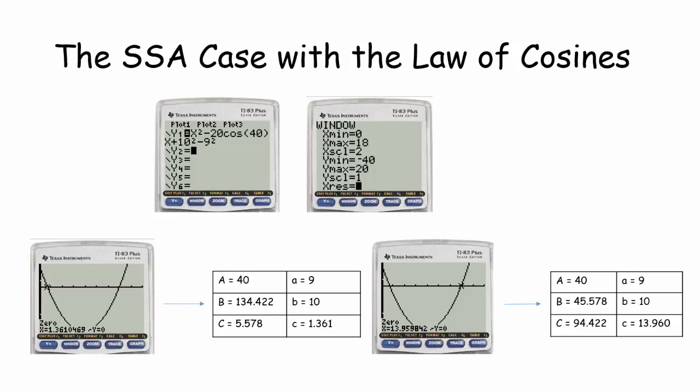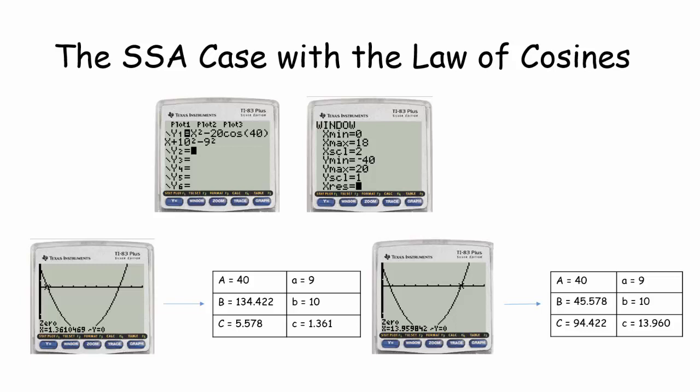Made the scale 2. I think that'd be fine. The y min, y max, again, you might have to play around with those a little bit, just judging by how big the coefficients are in your equation. Kept the y scale at 1. Didn't really matter as long as I'm seeing a great graph, and the x-res doesn't matter. I think I had it at 1. So in checking out the graph, looks good.